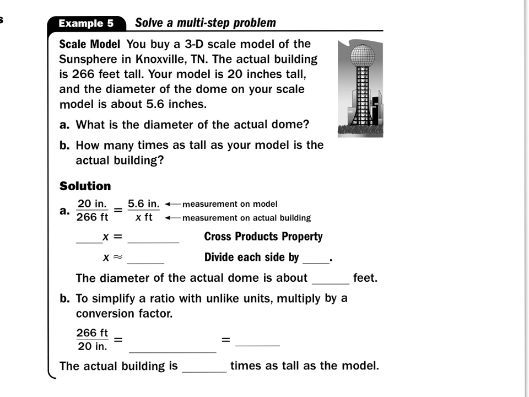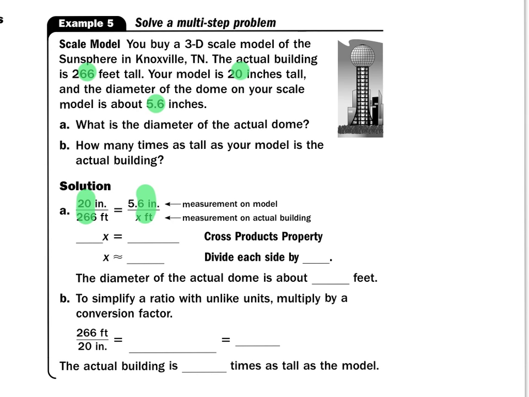Here is a very commonly used example in architecture. You buy a 3D scale model of the Sun Sphere in Knoxville, Tennessee. The actual building is 266 feet tall. Your model is 20 inches tall. And the diameter of the dome on your scale model is about 5.6 inches. So first question, what's the diameter of the actual dome? Here's your proportion right here. You know that your model is 20 inches, and the 20 inches represents 266 feet in real life. And so you set up that ratio right there. You also know that what you have on your scale model for the dome is 5.6 inches, and you want to know the actual length. So that's how you set up your proportion right there.